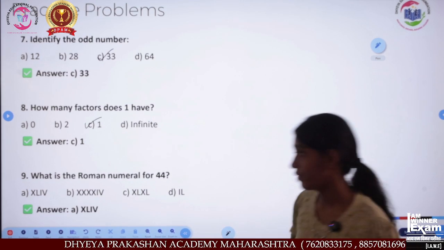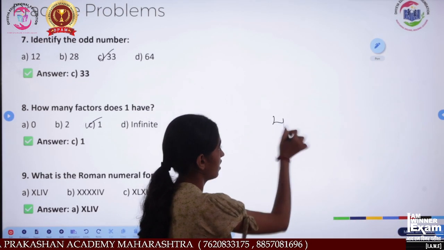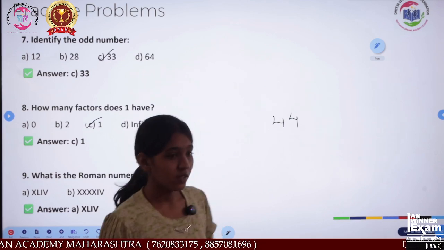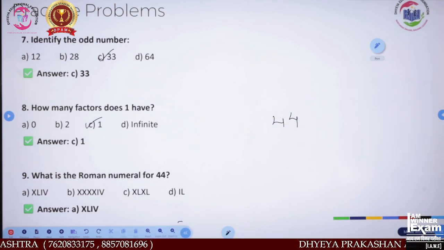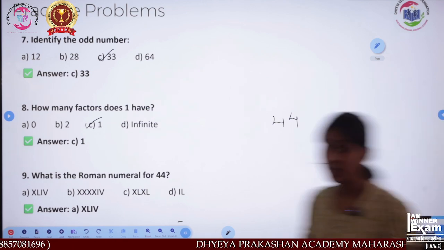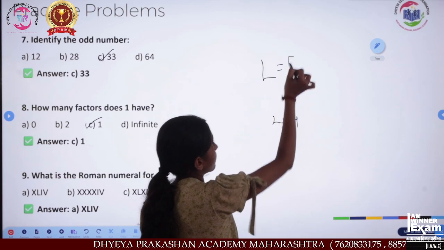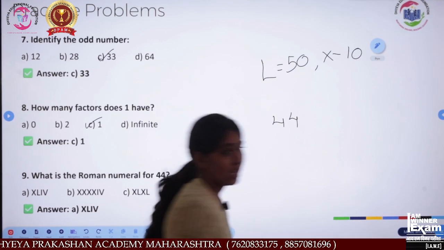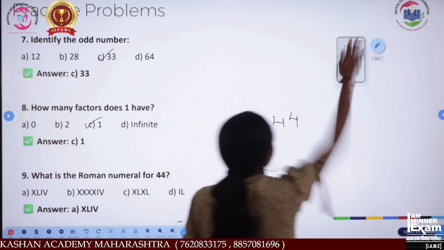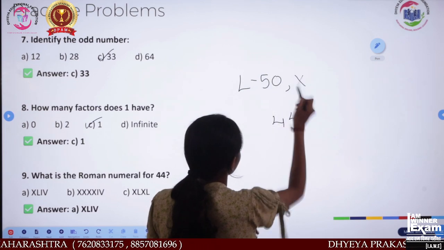What is the Roman number for 44? It is an interesting question. Let's take 44. For making 44, there is no base value for 40. Then how will I derive 44? But I have L, that is 50, and X, that is 10.